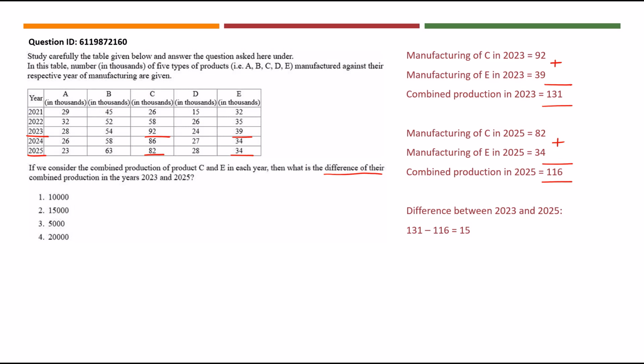But did you see the answer? It is expressed in thousands. So here we can apply the 1000 and bring it to 15,000. Option 2, 15,000 will be the right answer.